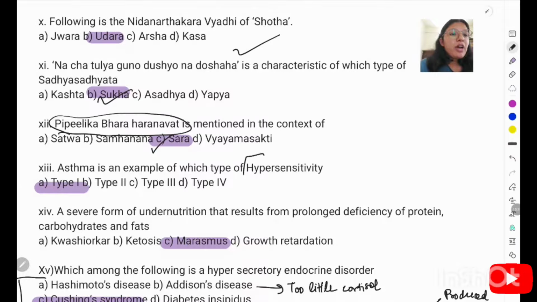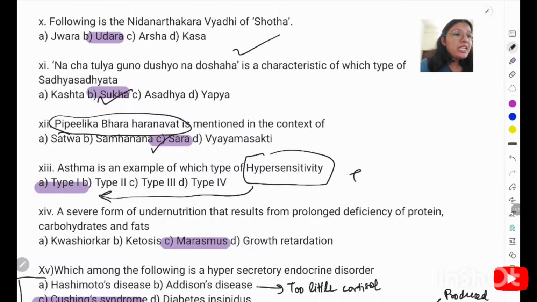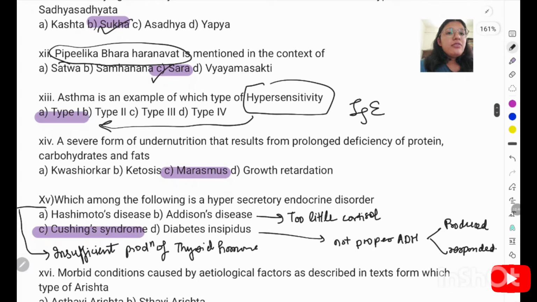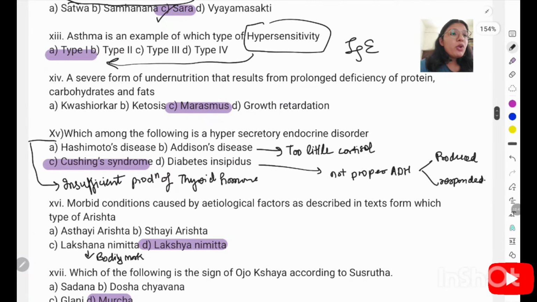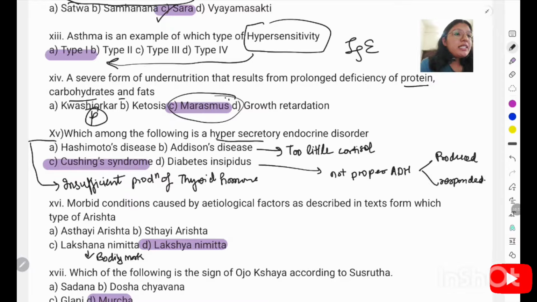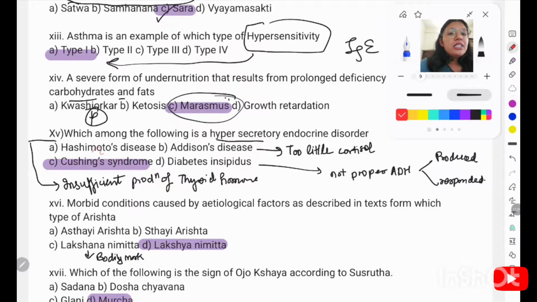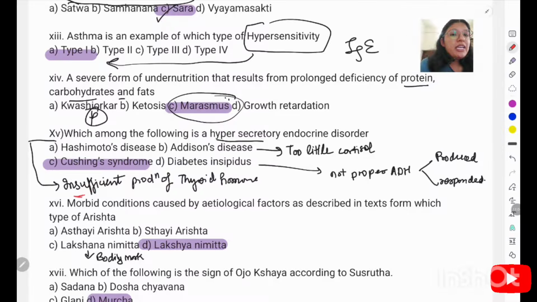Asthma is a type of hypersensitivity, so it is type 1, predominantly an IgE antibody response. Next is a severe form of undernutrition that results from prolonged deficiency of protein, carb and fat, that is marasmus. Next, kwashiorkor is only protein deficiency, so they have some edema but they are severely emaciated. Which among the following is a hypersecretory endocrine disorder? Hashimoto has an insufficient production of thyroid, so there will be less thyroid hormone.